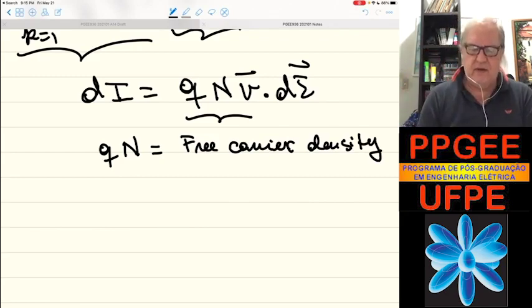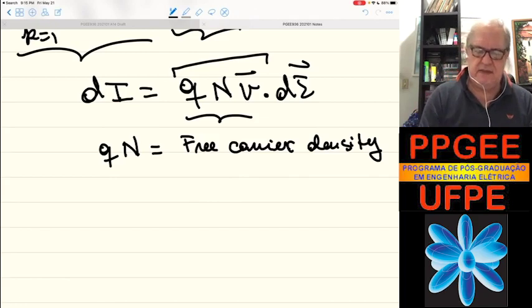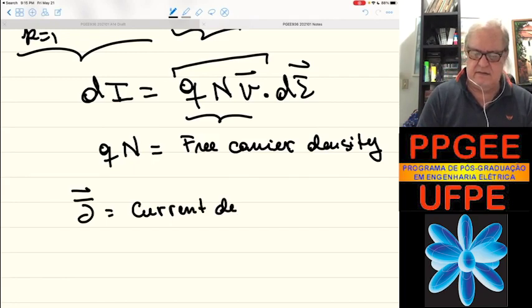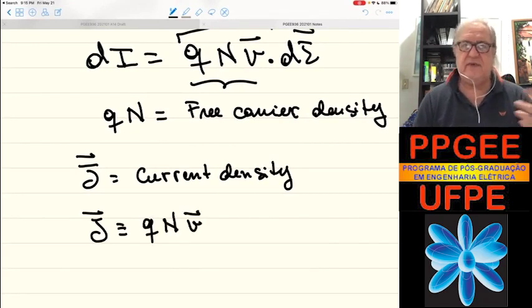So we define this parameter here, which is a macroscopic parameter proportional to the local density and proportional to the local average velocity. Call this the current density. Current density is simply Qn times V for a discrete set of carriers.